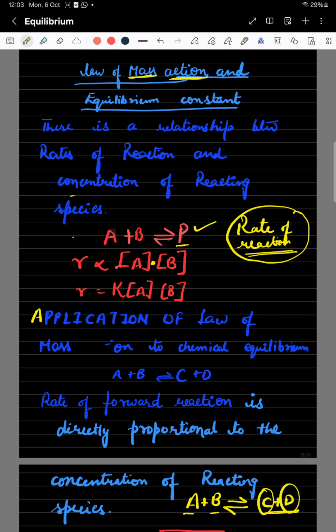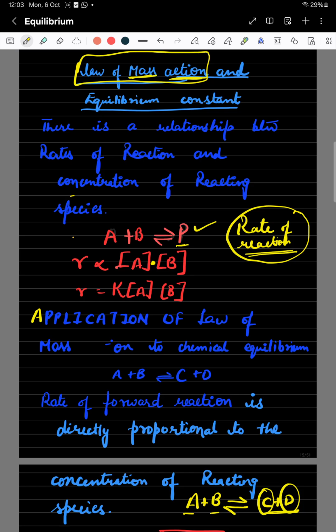So what is the law of mass action? Firstly, we need to understand that it is based on two things. First is the speed of the reaction, and the second is the concentration of the reacting species. Simply, it defines a relationship between the speed of a chemical reaction and the concentration of the reacting species. The speed of a chemical reaction is directly proportional to the product of the active masses of the reacting species that are actively participating in that reaction. That is your law of mass action.